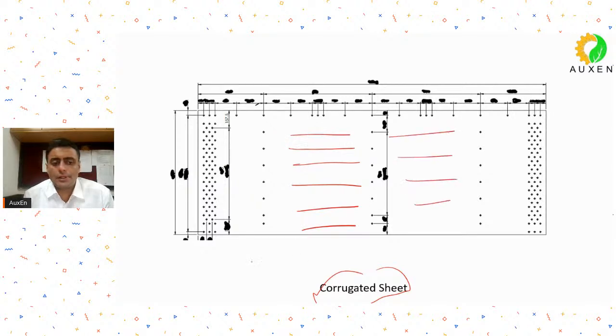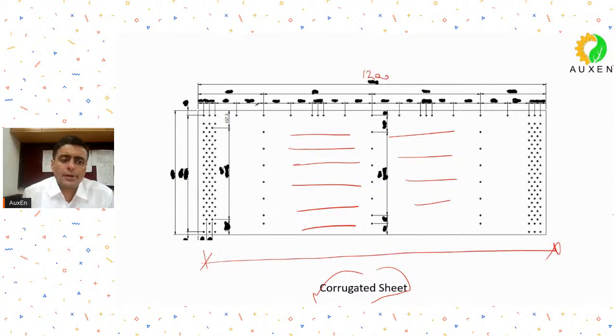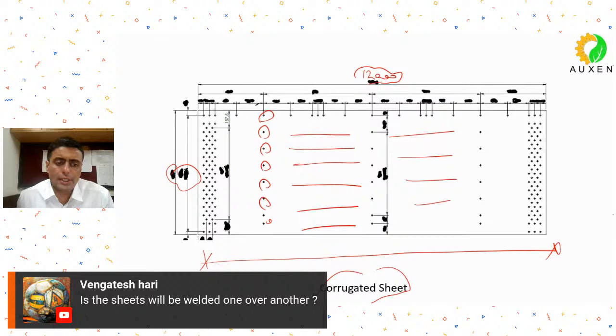So this is the horizontal width of the sheet that you get. It is typically around 1200 wide. And the height depends on your silo geometries. So you see all these bolt holes. Mr. Venkatesh was asking how the sheets are connected to each other. They are not welded, they will be bolted to each other.